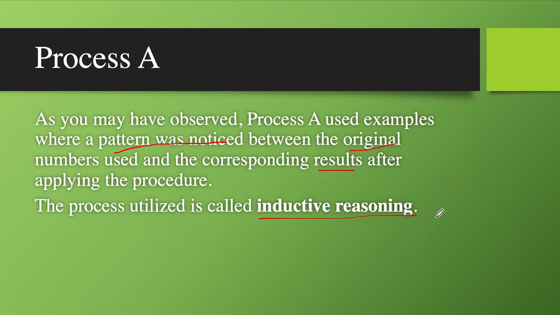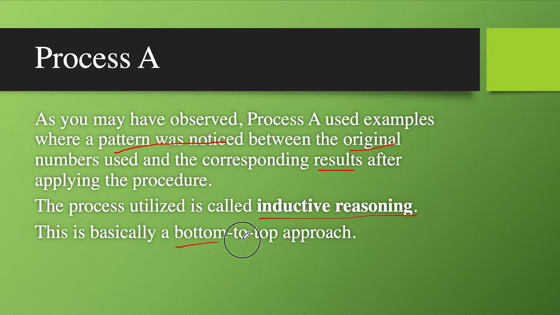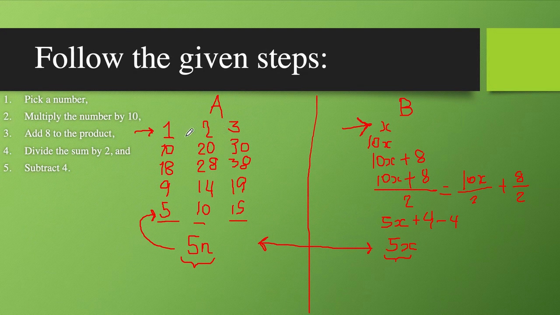So this is basically what we call a bottom to top approach. We start at the bottom with the specific examples, the examples at hand, and we go to the top where we generalize the procedure being done. We can imagine that in a pyramid. The bottom part are the examples, the specifics, and the top part are the generalizations. So this is the bottom to top approach.